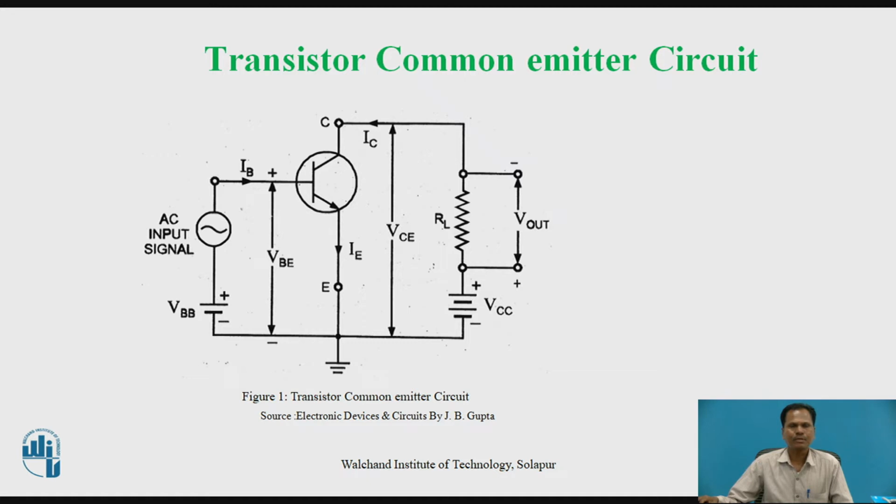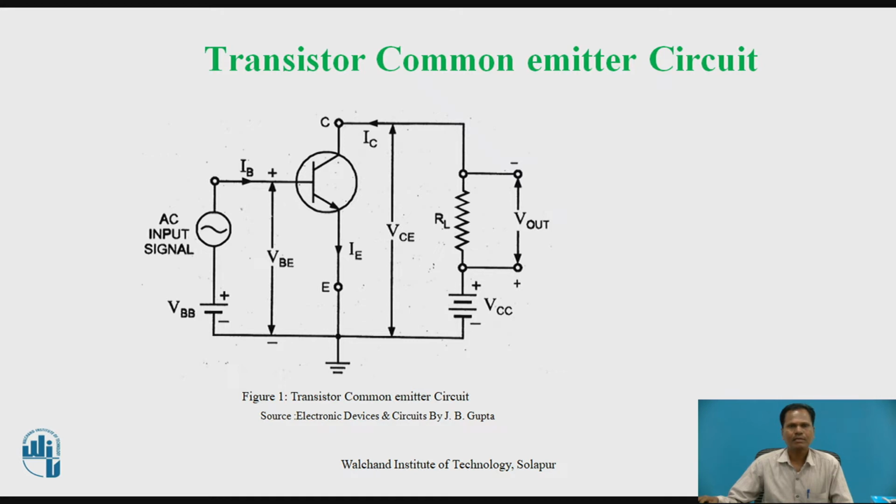The input current for a transistor is base current IB, resulting from the input AC voltage signal Vin, and the effective input voltage for a transistor, the amplifying device, is the voltage between base and emitter, the voltage at base with respect to emitter. Emitter is connected to ground. It is common to both input and output.